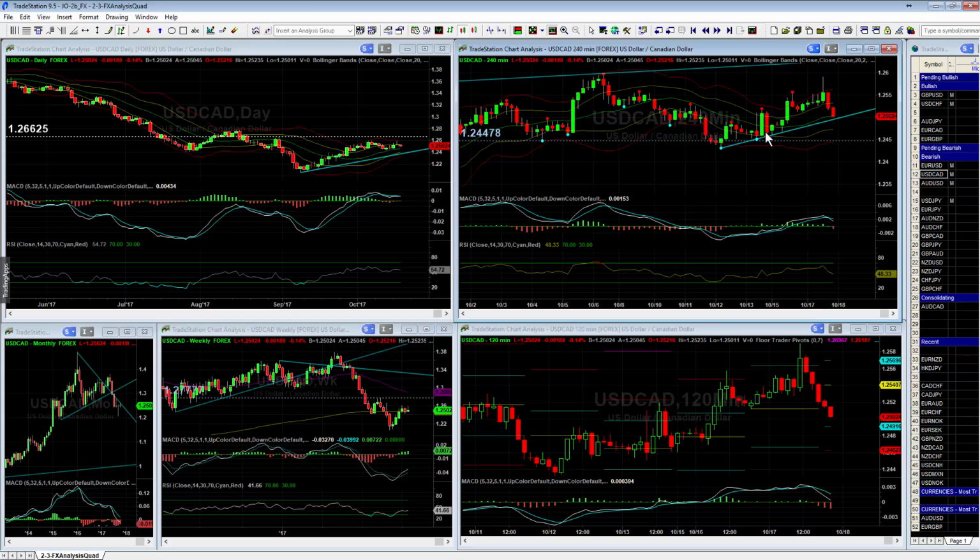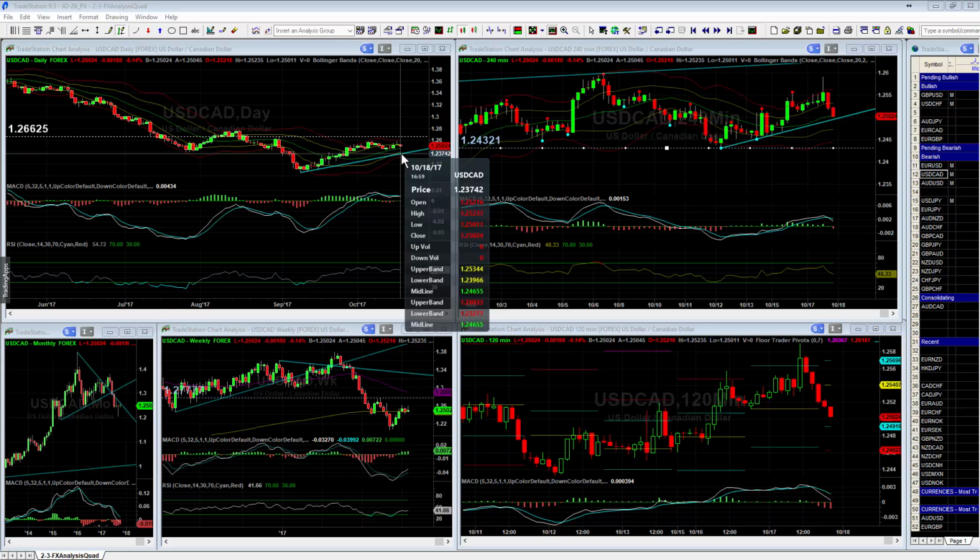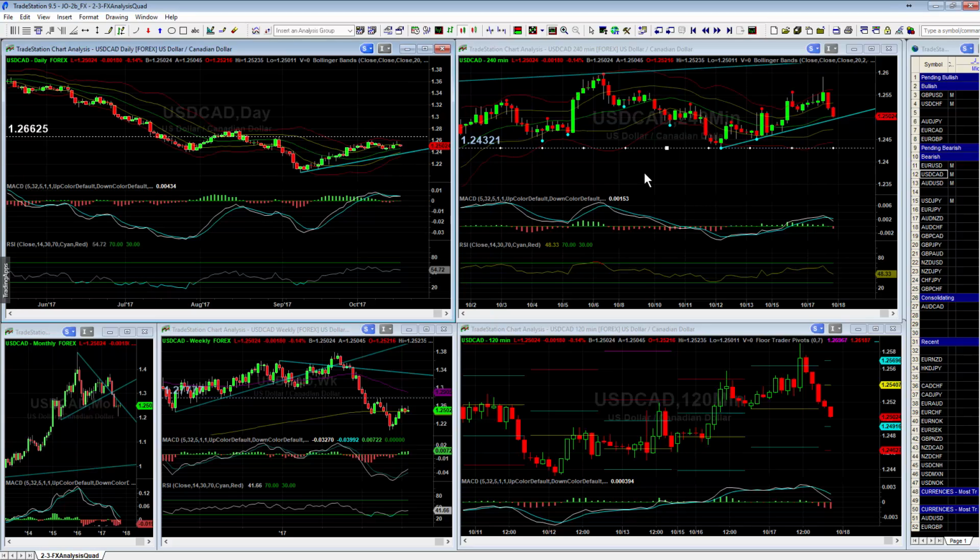It's a little bit of a congestion area here. Ultimately, we'd like to see if we can get down to this low at 1.24231, and we'll be watching to see if it can break through the daily chart at 1.23742, which is actually below here.